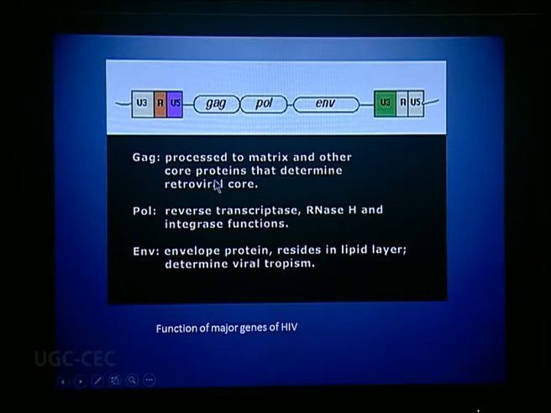As I was telling, the GAG is actually a group of genes that produces the GAG protein, which will determine the core of the retrovirus, the retroviral core. The POL will actually produce the enzymes. What are those enzymes? Mainly reverse transcriptase, RNase H and integrase. And the ENV produces the coat protein that includes the envelope protein, the lipid bilayer, and thereby they will determine specific binding. So they will determine tropism.